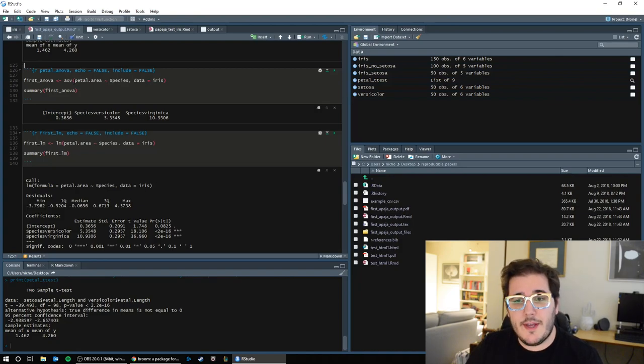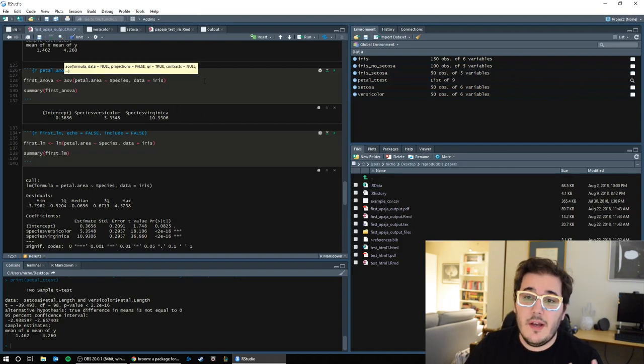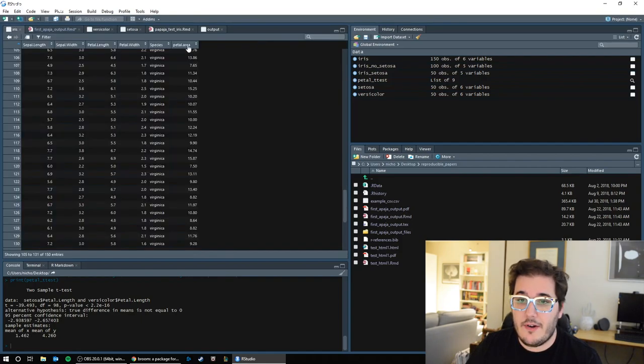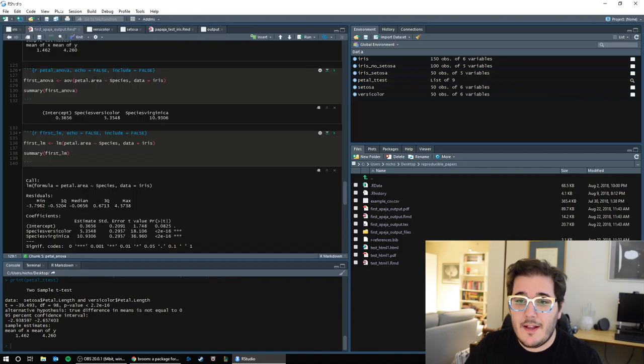The way you use ANOVA is by using the aov function. So analysis of variance, aov. Open parentheses, and the first thing you want to do is your outcome variable. So petal.area, and this comes straight from our data frame. And then you use the tilde to show what is predicting your outcome. In regression, we would say y is regressed on x. Here you can say petal area is being predicted by species. So petal.area, space, tilde, Species.